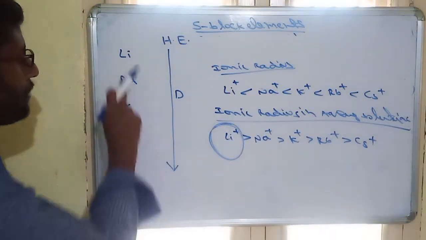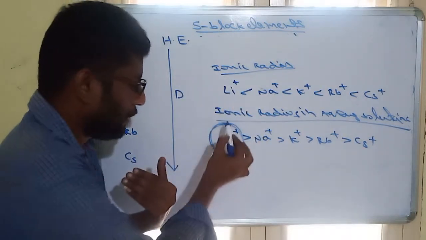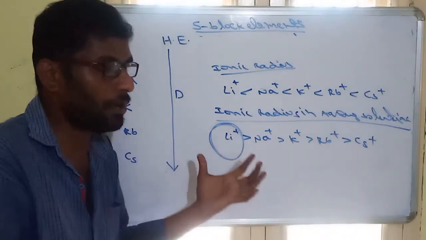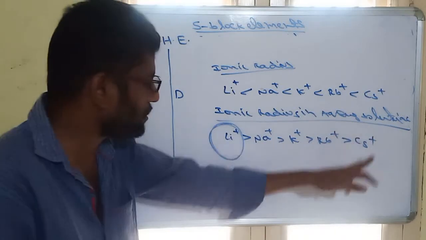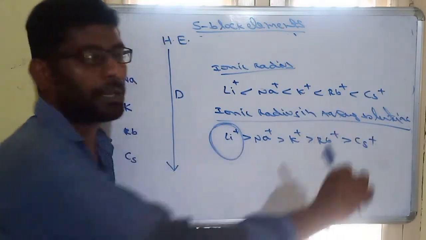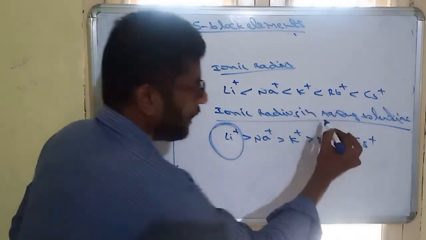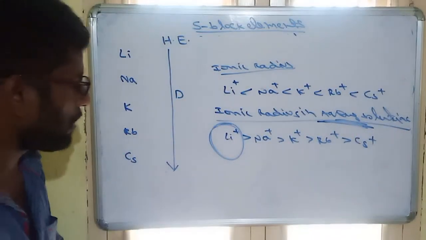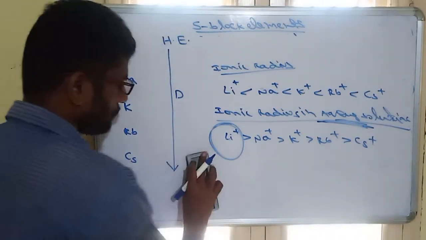Why? Because lithium has high hydration enthalpy. Due to high hydration, it will form a more hydrated compound. Because of more water combining, its size will increase. So in aqueous solution, this is the order of ionic radius. Normally this is the order of ionic radius. Remember, whenever aqueous solution is asked, the radius will be opposite. Why? Because of hydration enthalpy. So this is the most important.